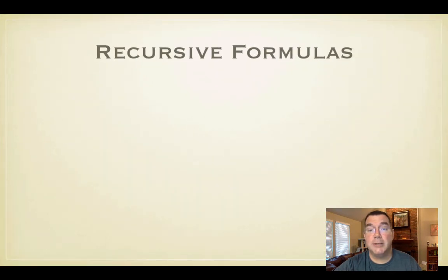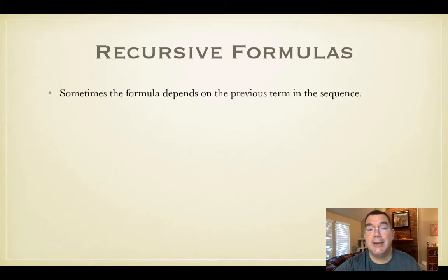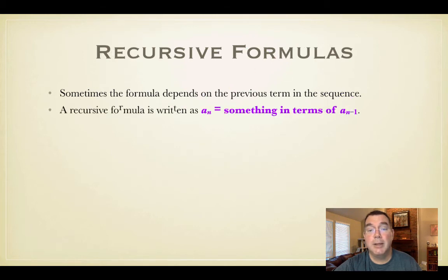Recursive formulas are a little bit trickier because they don't rely on the term number. They rely on the term that came before, or the previous term. So instead of a_n being an expression that has n in it, a_n is now an expression that has a_(n-1) in it, which is what we call the previous term, the term that came before a_n.